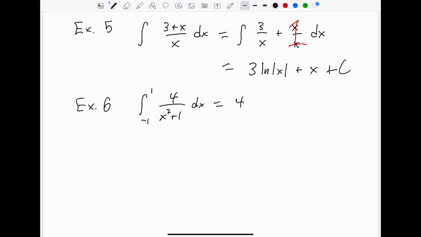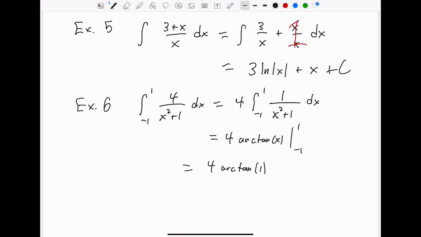Let's take out the 4 to begin with. So we'll have the integral from -1 to 1, 1 divided by x squared plus 1. And we just need to recognize that the integral of 1 divided by x squared plus 1 is arctangent. So we have 4 times the arctangent of x. We are integrating from -1 to +1, so we first input the +1. Now plug in -1, take the difference, and that is our answer.